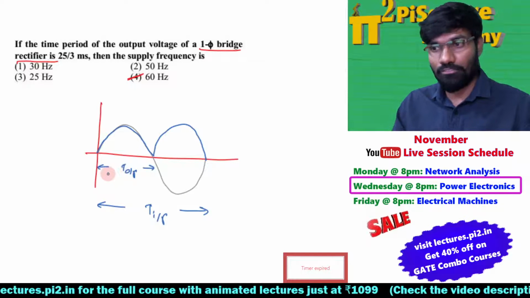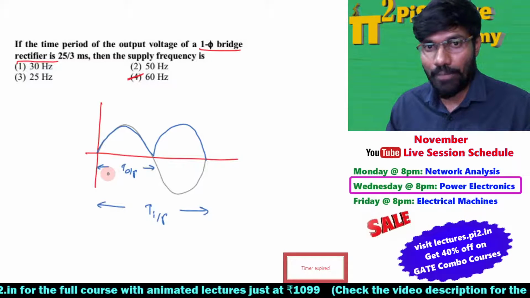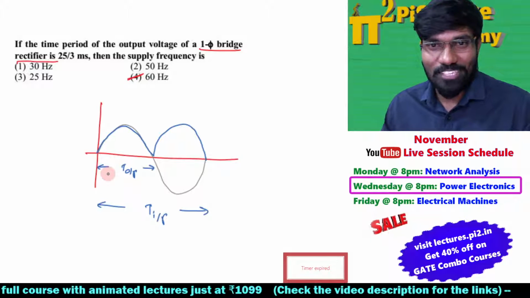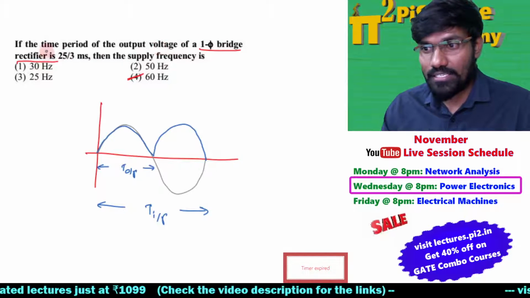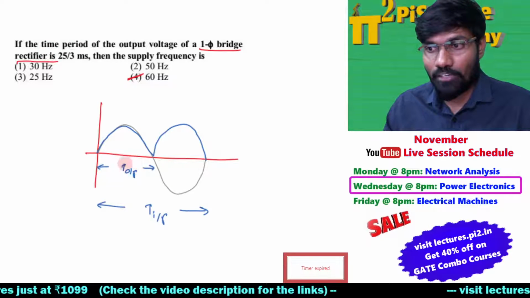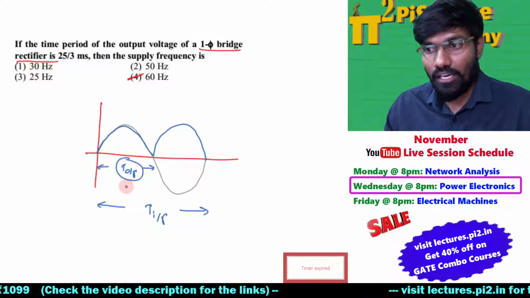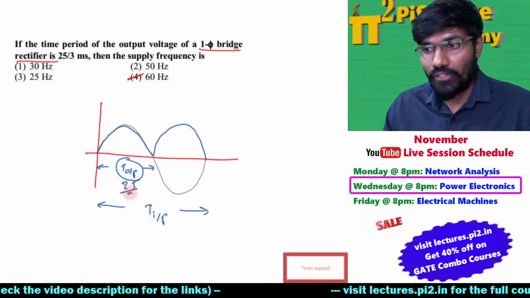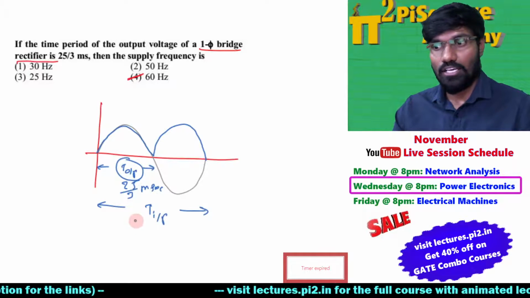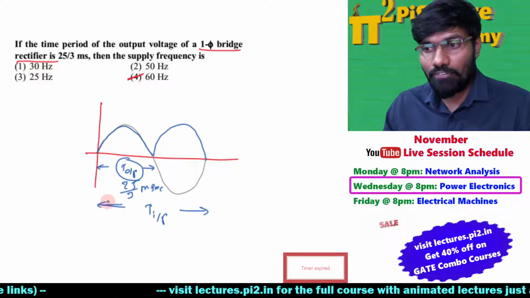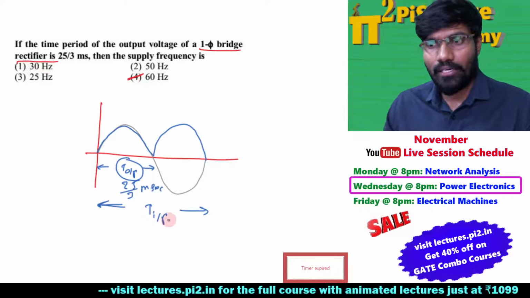What is the definition of time period? I think you must be aware of the definition of time period. Don't say inverse of frequency. Anyways, it is said the output voltage time period is 25/3 milliseconds. So tell me what will be the input time period?